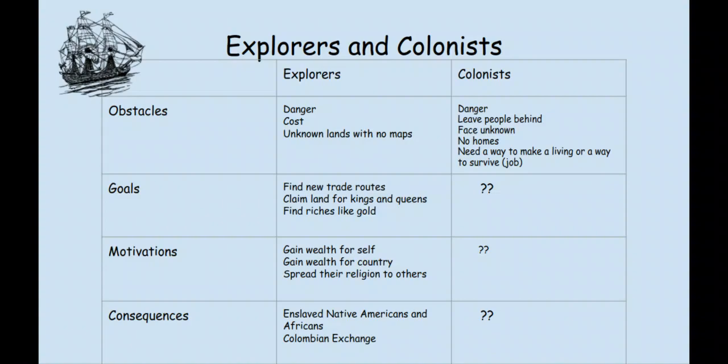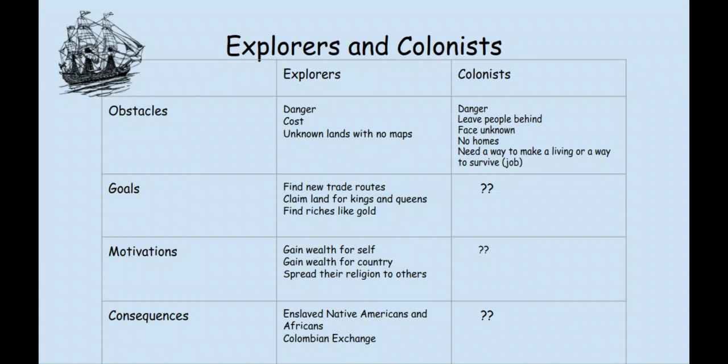We learned in Unit 2 about the goals, motivations, obstacles, and consequences of the explorers. We will now begin to study goals, obstacles, and consequences of the colonists. Do you think they will be the same or different as the explorers? As we try to answer that question, it is important to consider that explorers do not necessarily intend to stay in the area they are exploring, but colonists do intend to stay permanently in the new area.